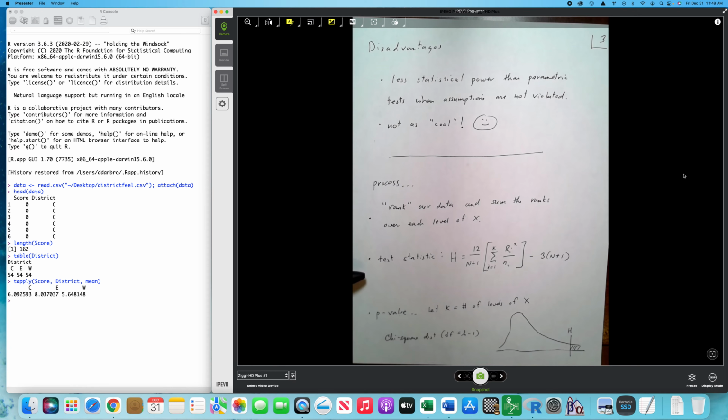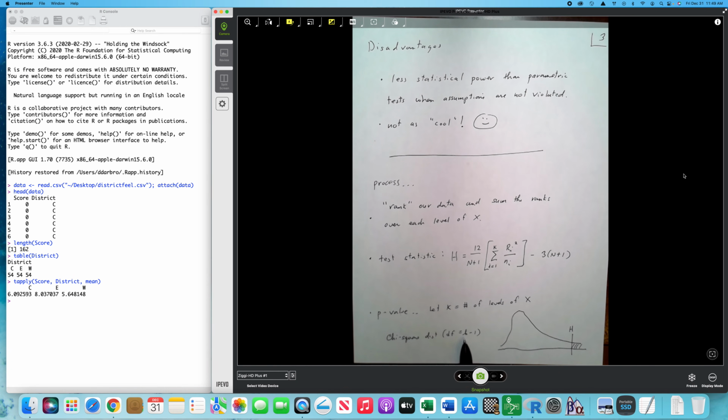We calculate a test statistic, which is more complex. Well, I don't know, compared to ANOVA it's probably not that complex, but you just sum up the ranks and square them over the individual n sub i's, and then we calculate the p-value based on the chi-square distribution. If k is the number of levels in our independent variable, again, think ANOVA world, then our chi-square distribution has degrees of freedom k minus 1.